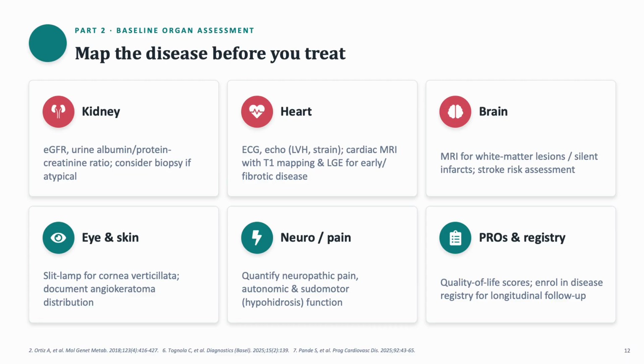Once the diagnosis is confirmed, the disease must be mapped across organs before treatment, because therapy decisions and monitoring depend on the baseline. Renal assessment means measuring eGFR and UPCR, and consider renal biopsy if atypical. Heart: ECG and cardiac MRI with T1 mapping and late gadolinium enhancement for early fibrosis. Brain: MRI for white matter lesions, silent infarction, and stroke risk assessment. Eyes and skin for Fabry signs. The skin angiokeratoma must be recorded. Neuropathy evaluation, and recruit patients to a study, such as a registry in your country.